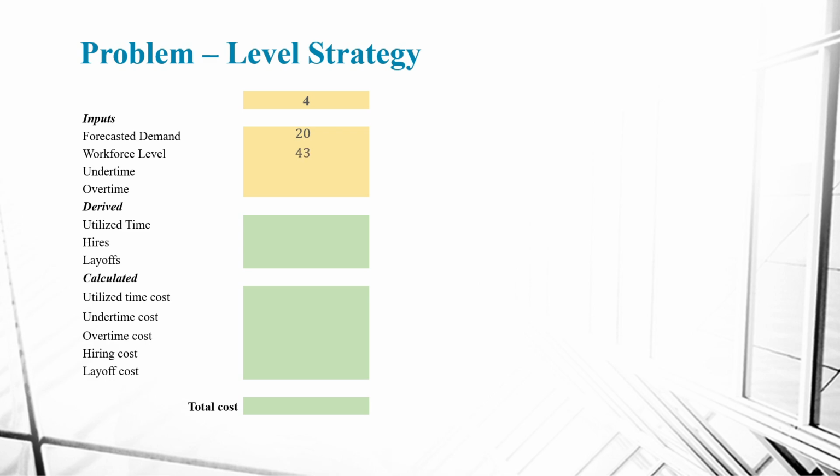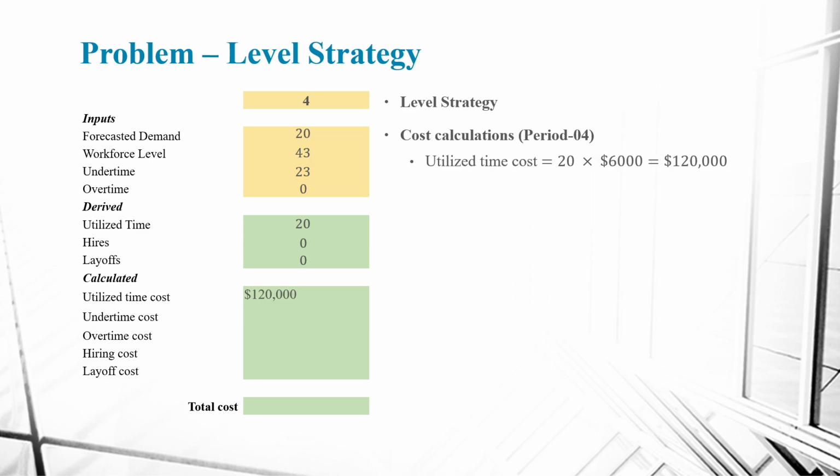Moving on to time period 4, we have a forecasted demand of 20 workers. The workforce level is already set at 43 workers. There will be an undertime of 23 workers, and there will be no overtime for time period 4. The utilized time will be set for 20 workers. There will be no hires and there will be no layoffs. The utilized time cost for 20 workers will be equal to $120,000. The undertime cost will be for 23 workers, that is equivalent to $138,000. The overtime cost will be 0, and there will be no hiring cost and no layoff cost.